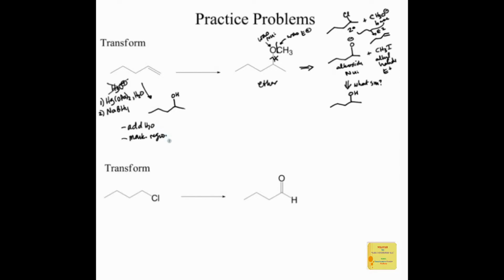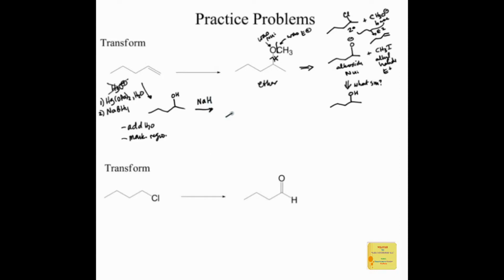It adds water, and it gives it with Markovnikov regiochemistry. Okay, very good. How do we convert this alcohol to an ether now? This is similar to one we just saw. We need to deprotonate completely, so we can use something like sodium hydride to deprotonate completely.